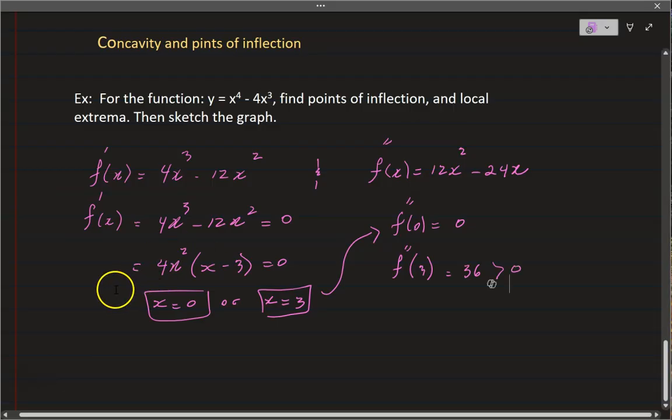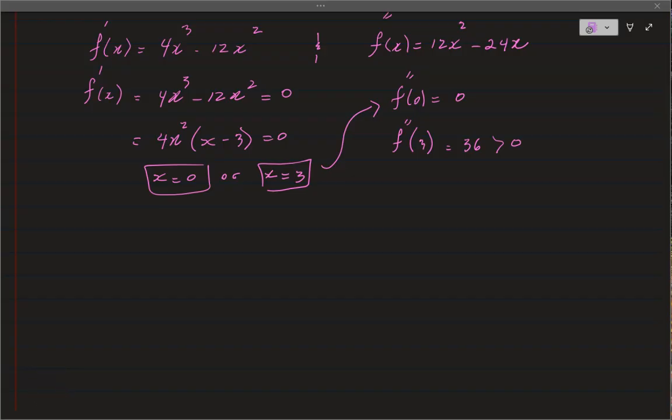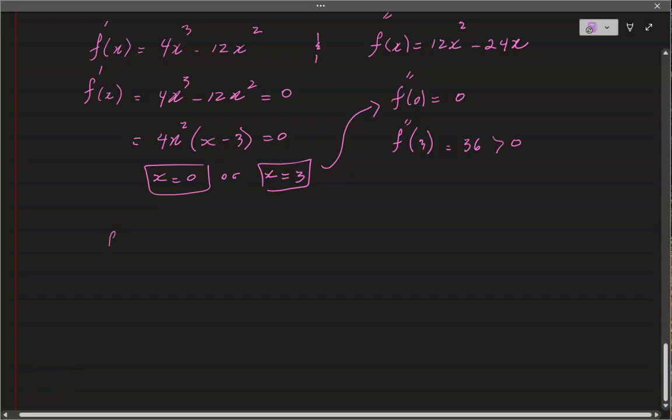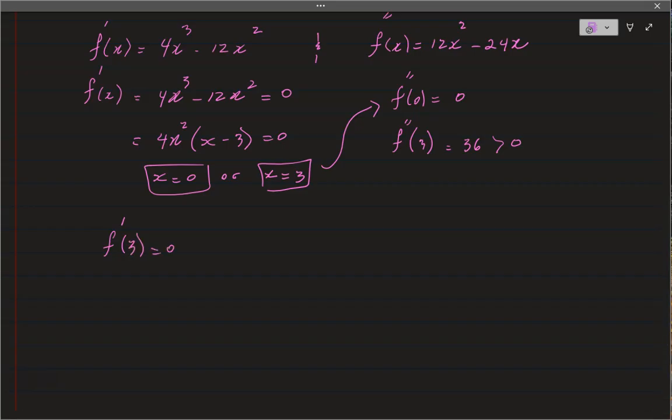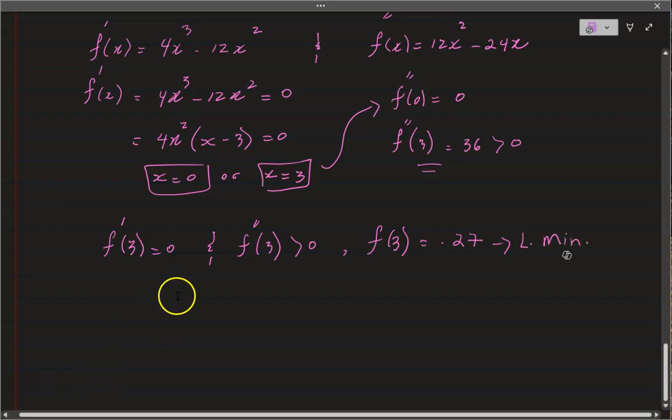Okay, now we're going to go ahead and analyze. For x equal to 3, we know that f prime of 3 is equal to 0. We already showed that. And we know, based on the second derivative, f double prime of 3 is greater than 0, which is 36. And f of 3, if you plug it back into the function, you get negative 27, and that will give us the local minimum. Okay, so that's the first kind of test. We can find the local minimum.